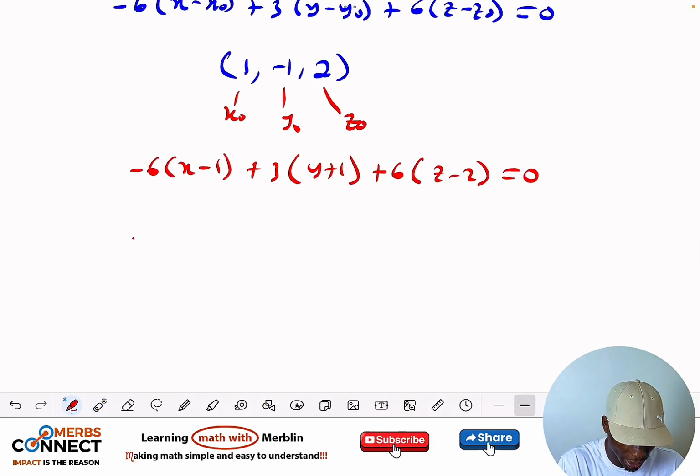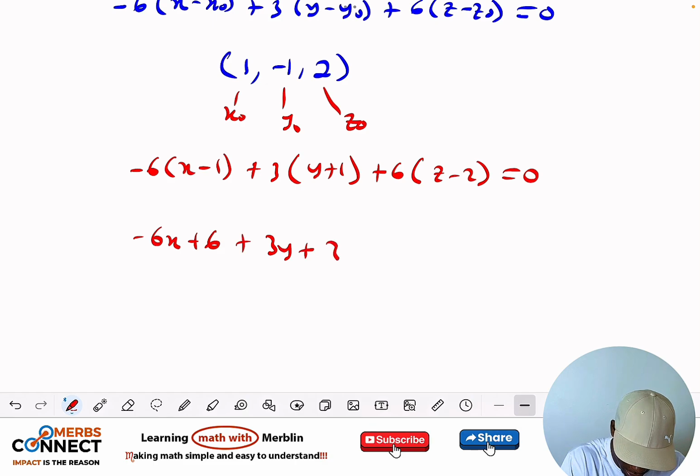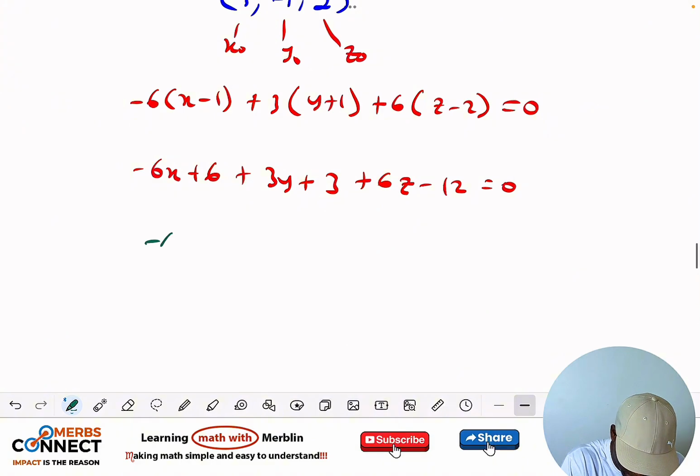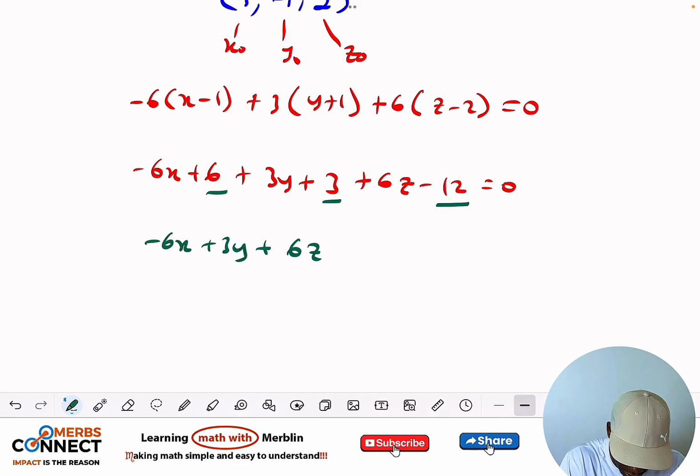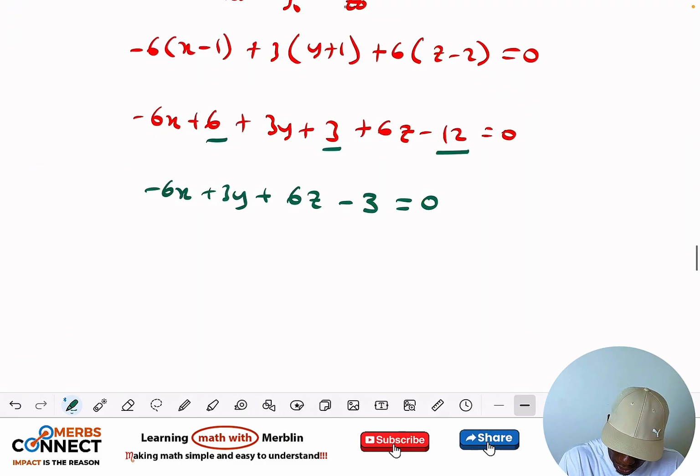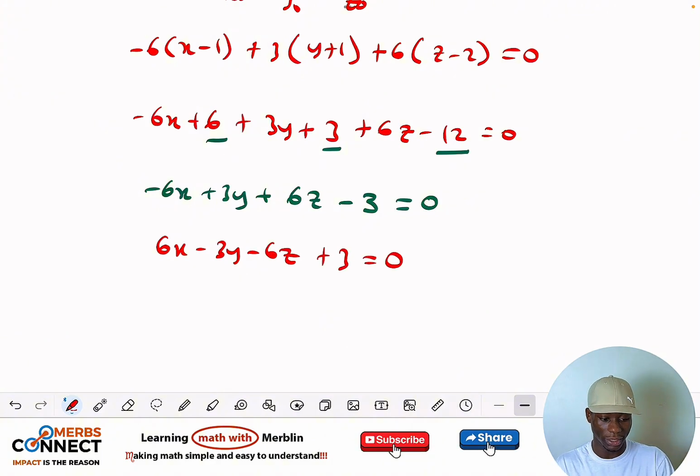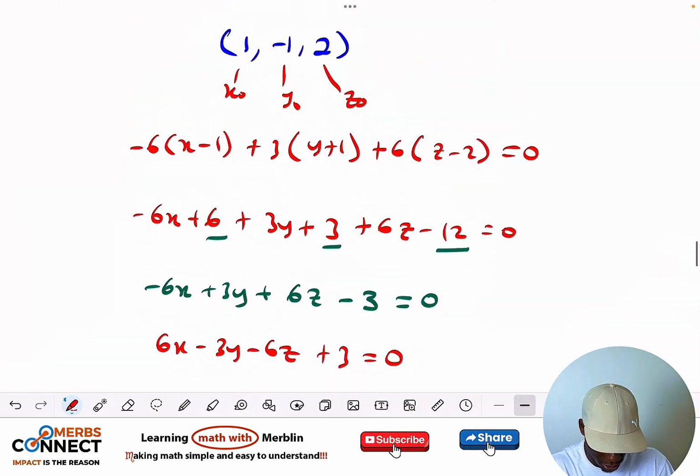So now if I want to expand this, I'm going to have minus 6x plus 6 plus 3y plus 3 plus 6z minus 12 is equal to 0. And this is going to give us minus 6x plus 3y plus 6z. Then add 6 and 3, this is 9. And from 9 minus 12 is going to give us minus 3, is equal to 0. Then if I multiply through by minus 1 so that this one becomes positive, I have 6x minus 3y minus 6z plus 3 is equal to 0. So this is the equation of the plane.